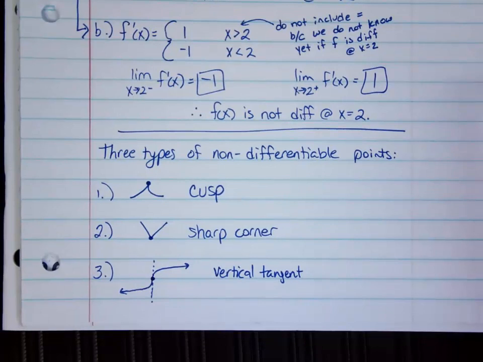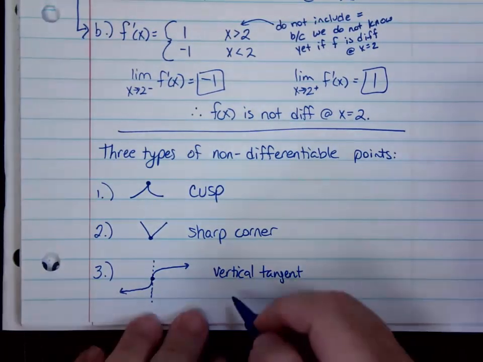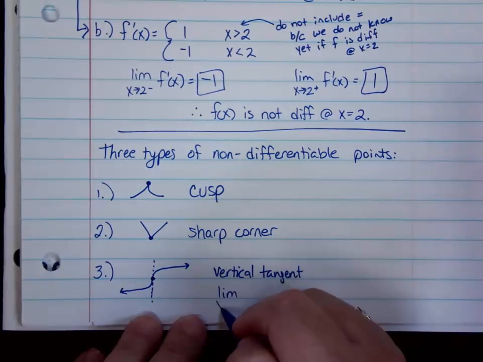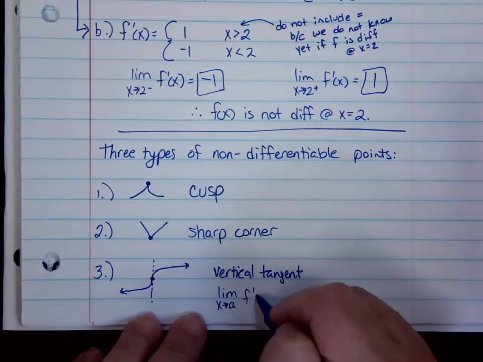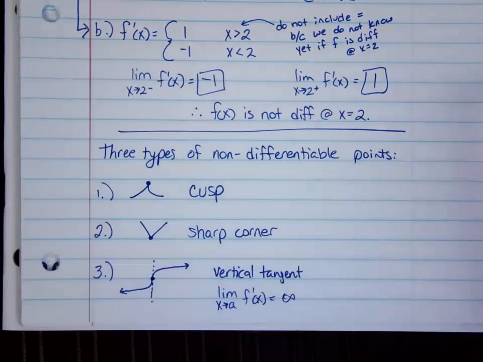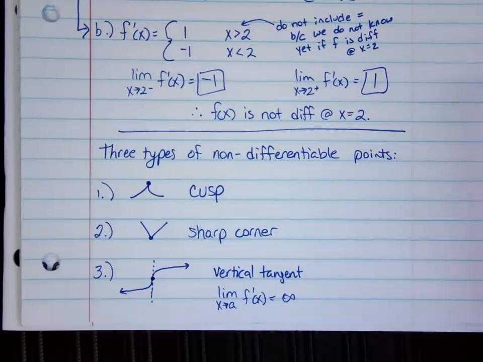It's a vertical tangent, where basically the limit as x approaches a of the derivative is positive infinity, because it's going straight up. The slope is positive. The limit of the slope is positive infinity. That's why it's not differentiable at that point.